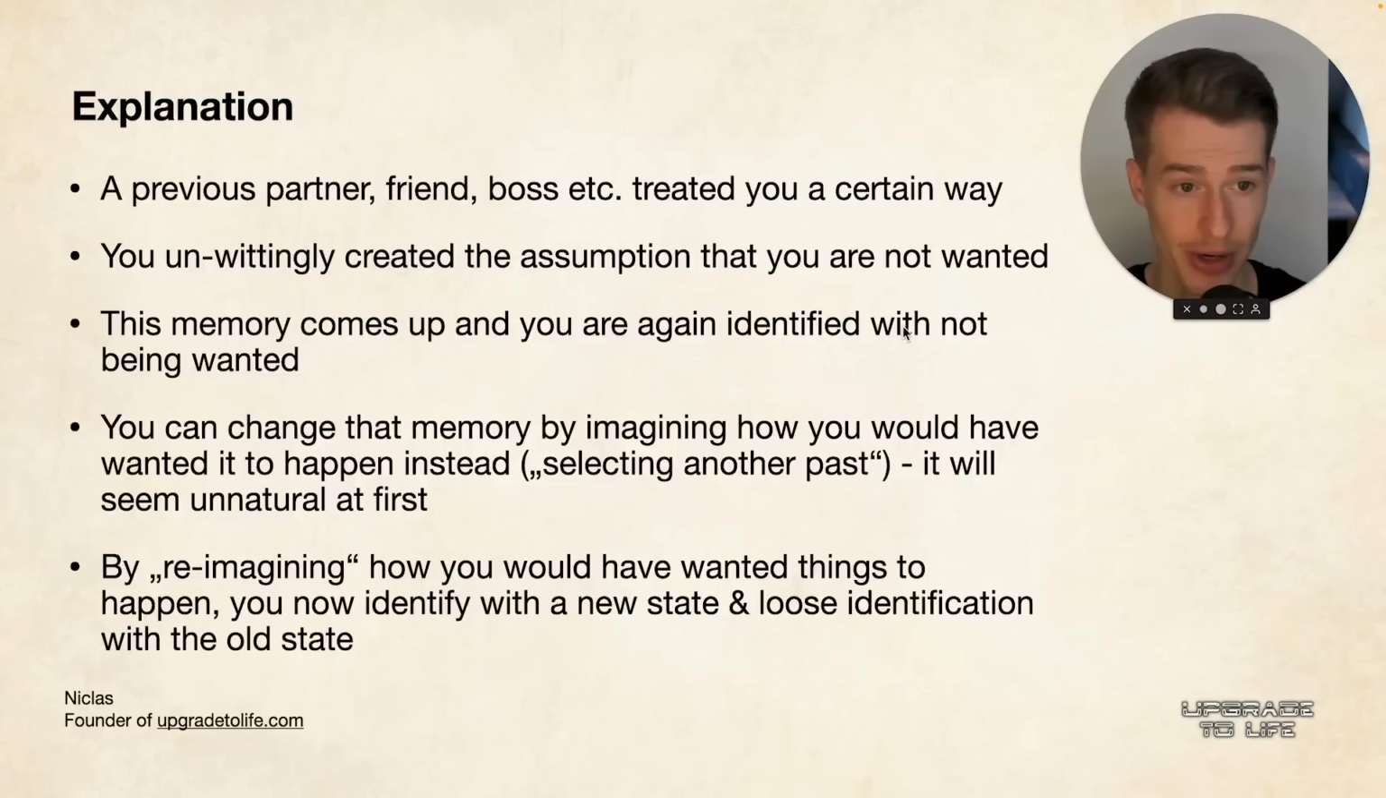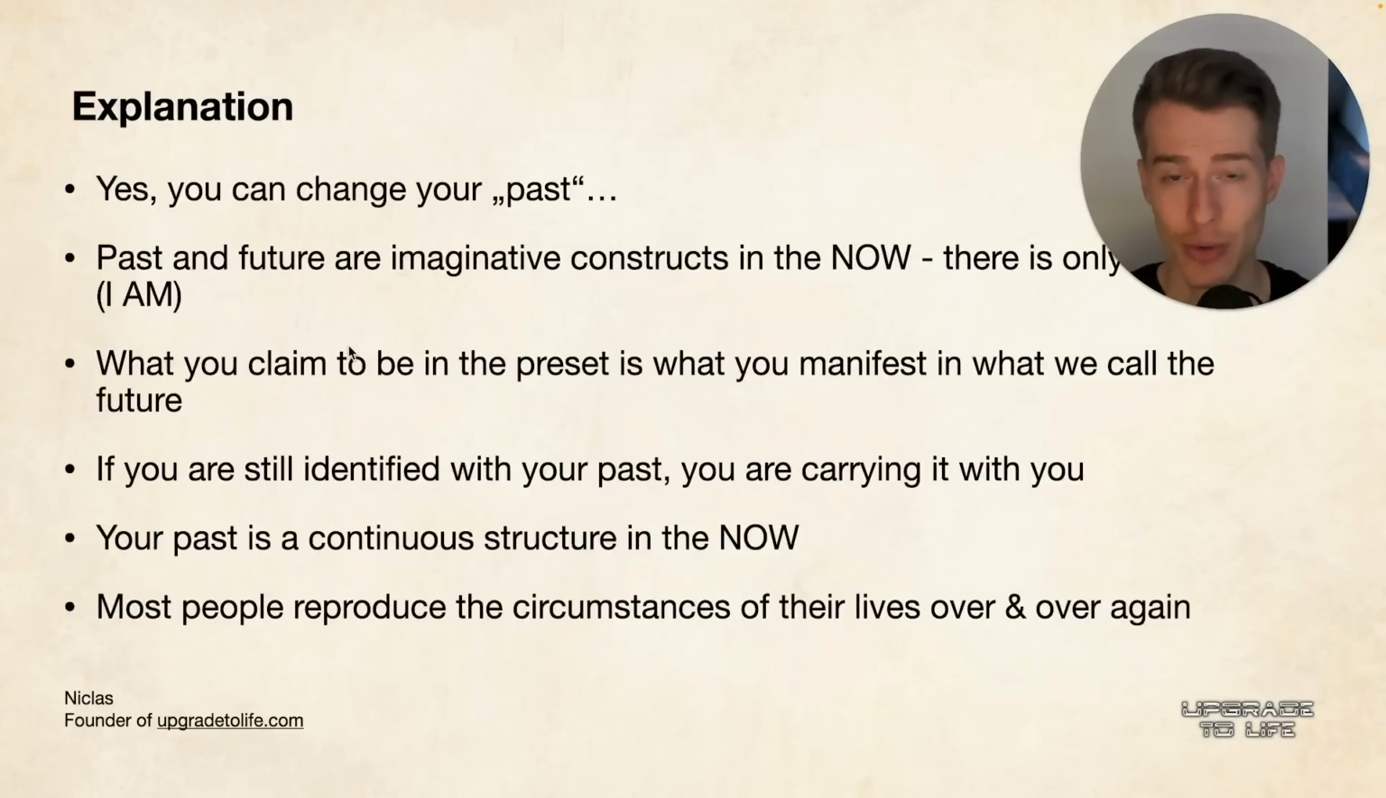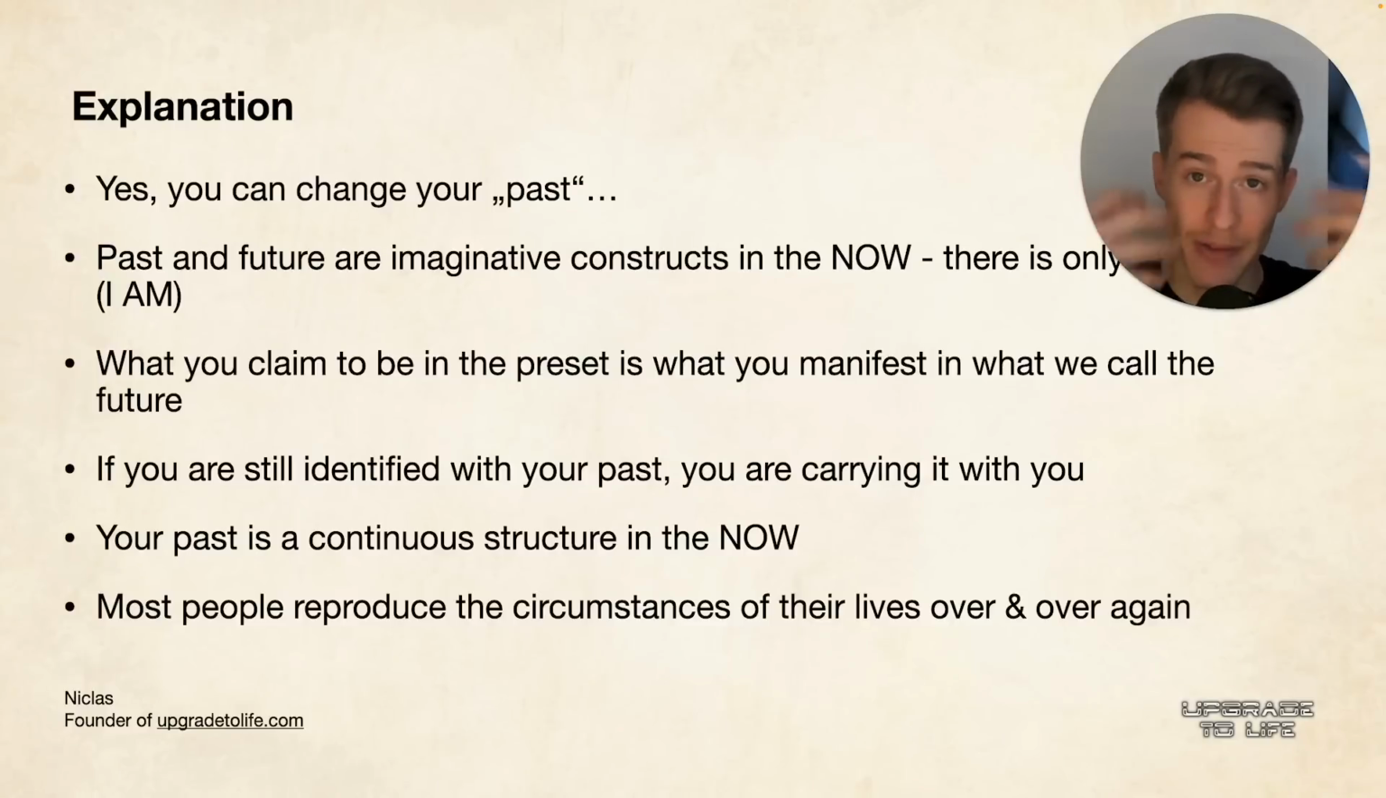My image is covering this right now, but if you go back, then there is only the now, right? There is only I am. Everything exists in I am right now, and we're just moving through infinite potentials, but it's all in the here and now. What you claim to be in the present is what you manifest in what we call the future. So what you claim to be true for yourself in the present moment, in the here and now, is, of course, what the reflection of life in the future will be.